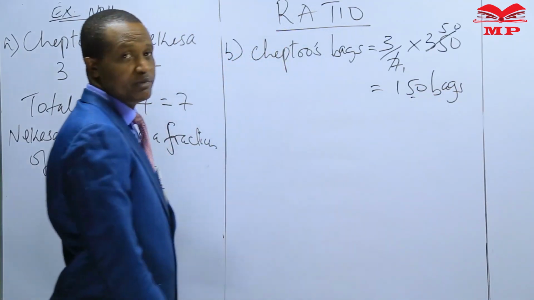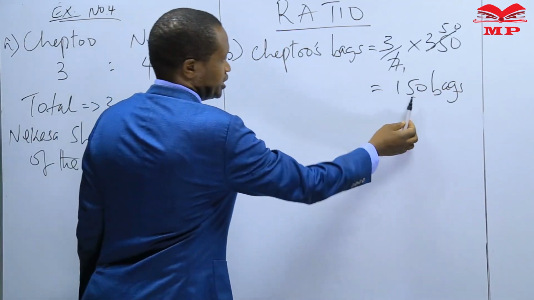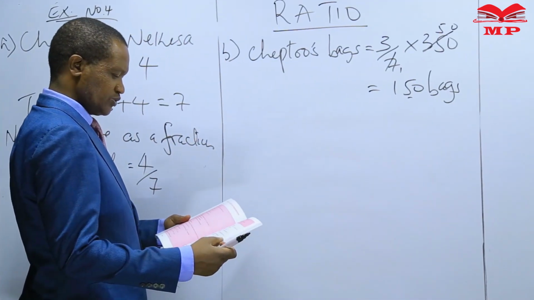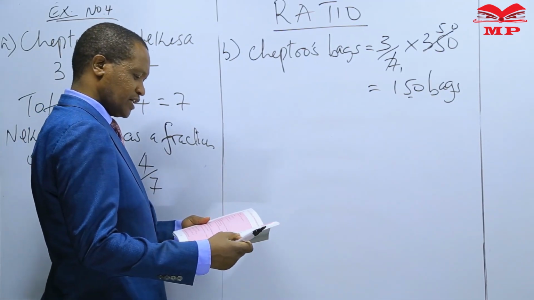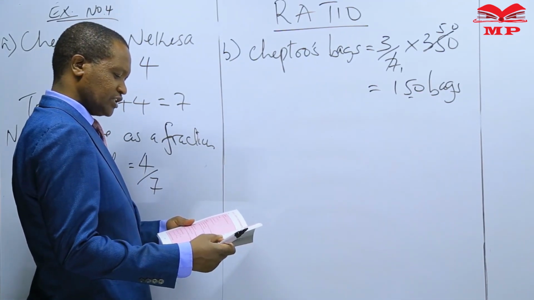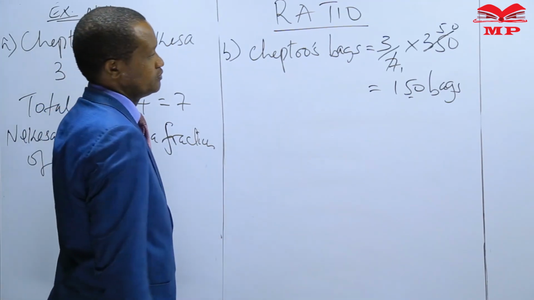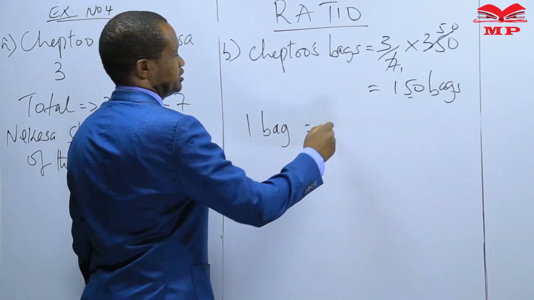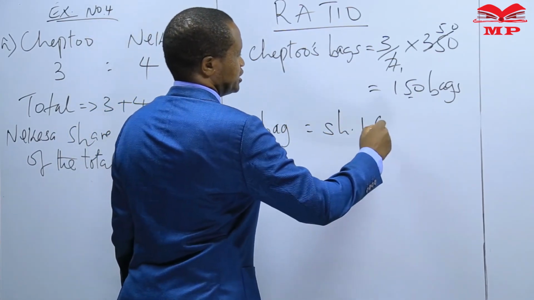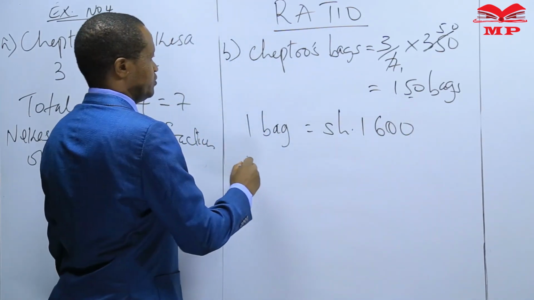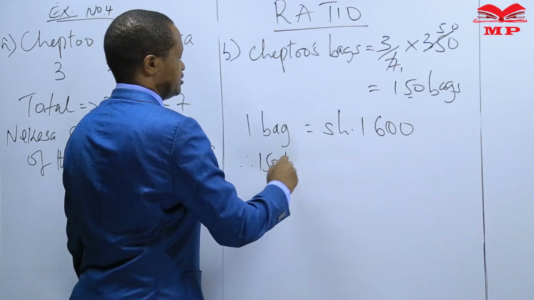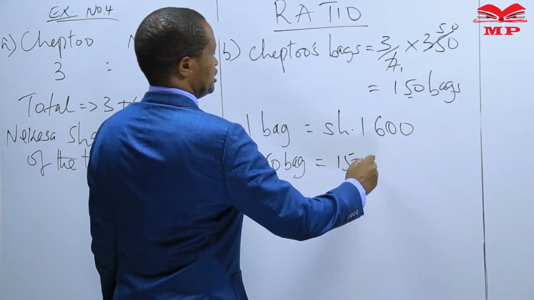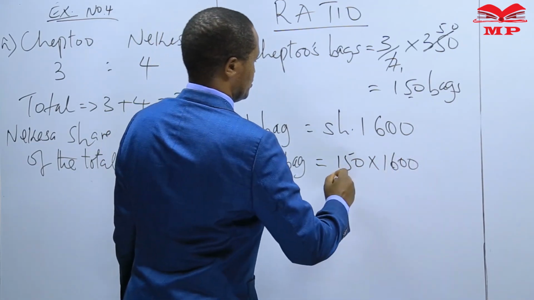So first determine the number of bags. Cheptoo's bags are 150. Then the question is, if Cheptoo sold all her bags at 1,600 shillings each, how much money did she get? So one bag she sold at 1,600 shillings. Therefore, 150 bags will be equal to 150 times 1,600 over 1.